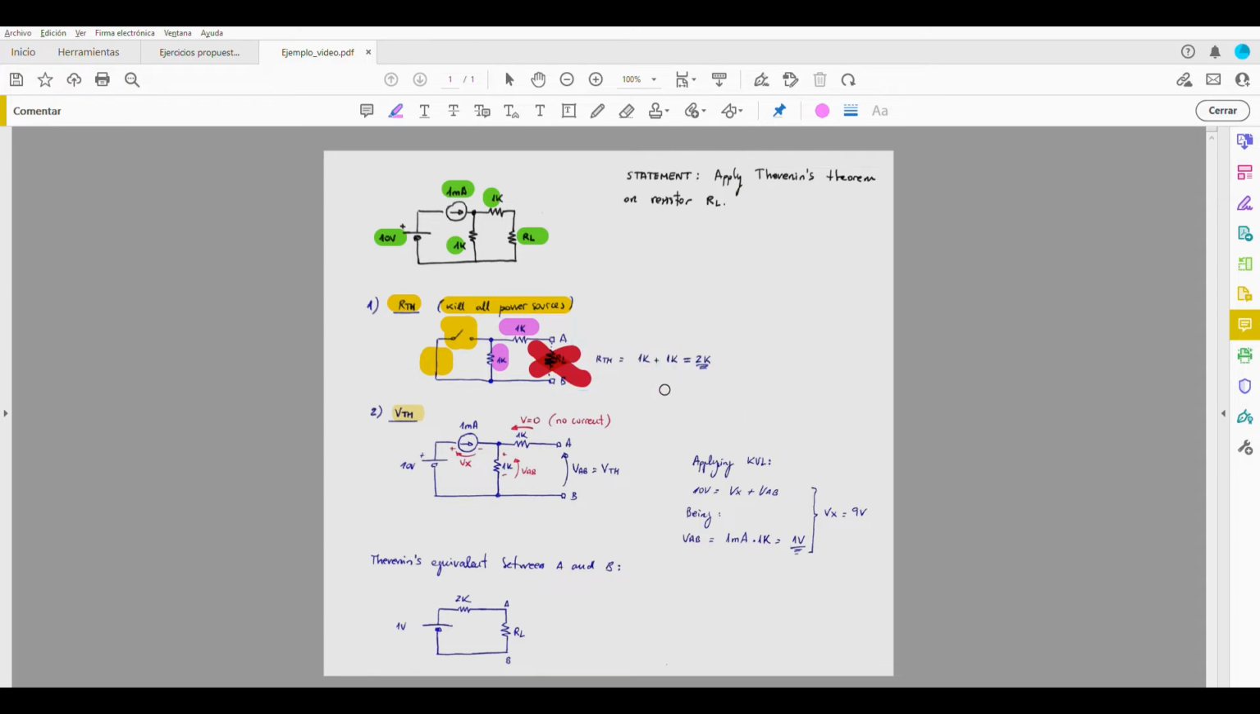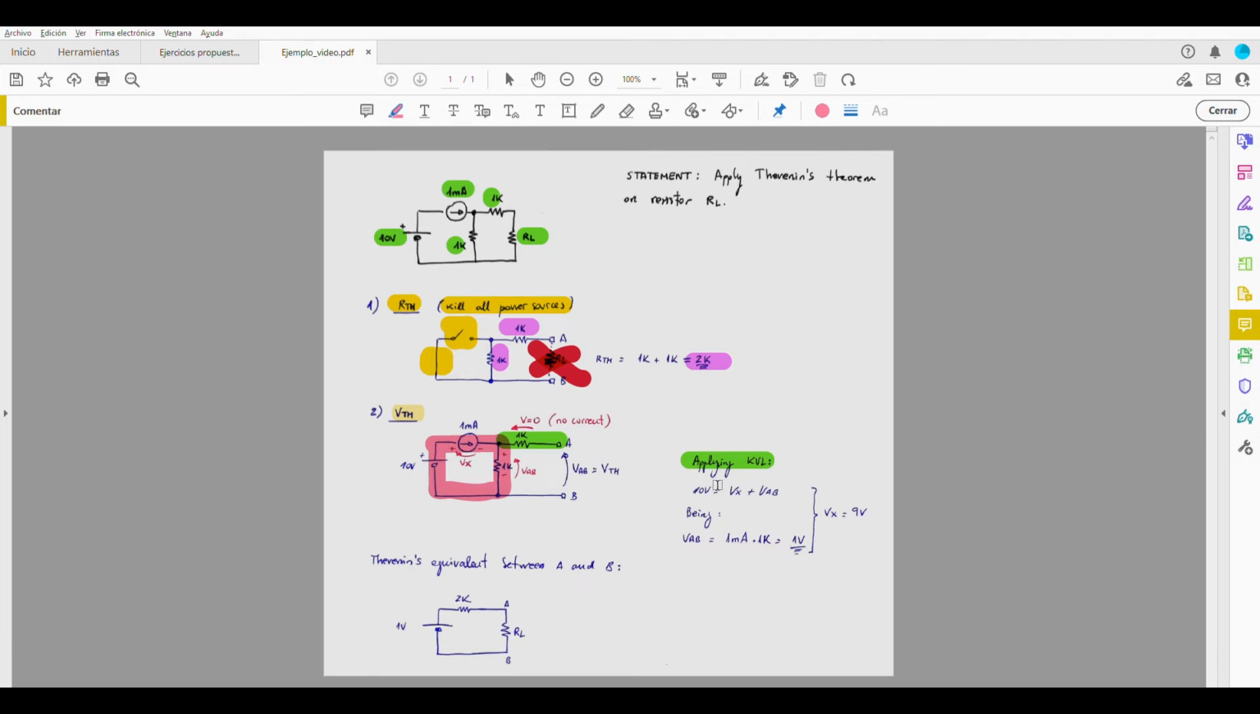Okay? 2K. Now, regarding the Thevenin's voltage, what we have to do is just solve this circuit. To solve this circuit, we can apply the Kirchhoff voltage law, taking into account that there is no voltage drop in this 1K resistor. This branch has no current, so if there is no current, there is no voltage drop in the resistance. So the only thing we have to do is solve this loop or this network that we have here in pink. We apply the Kirchhoff voltage law.